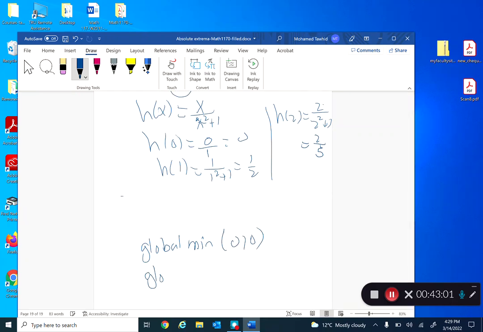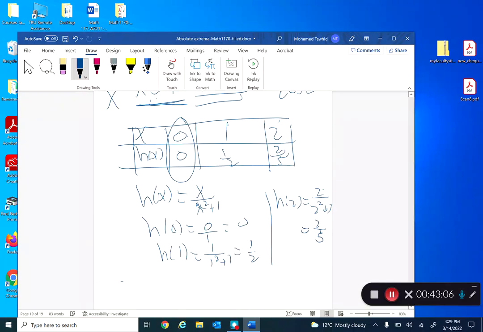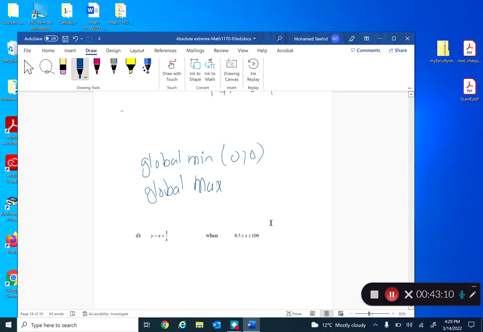What is your global max? What is the largest value? 1 and 1 over 2. This one here is the largest. That is your largest value, or your global max here.